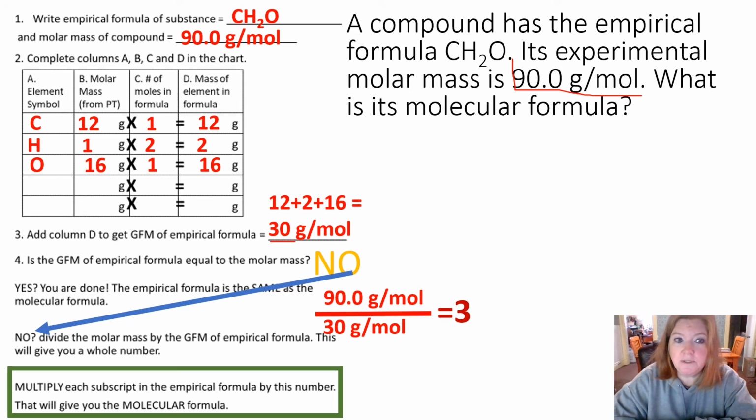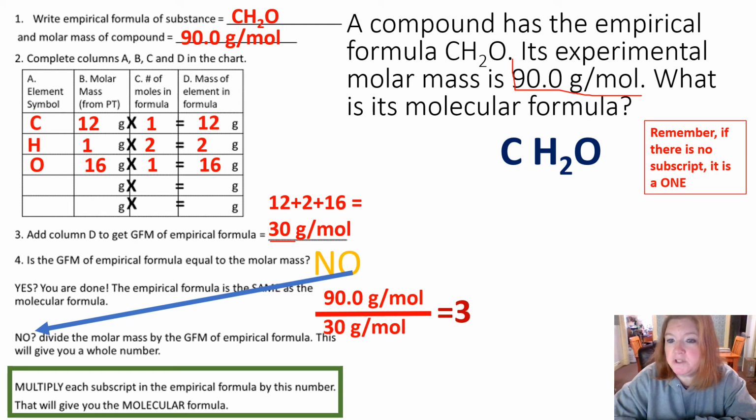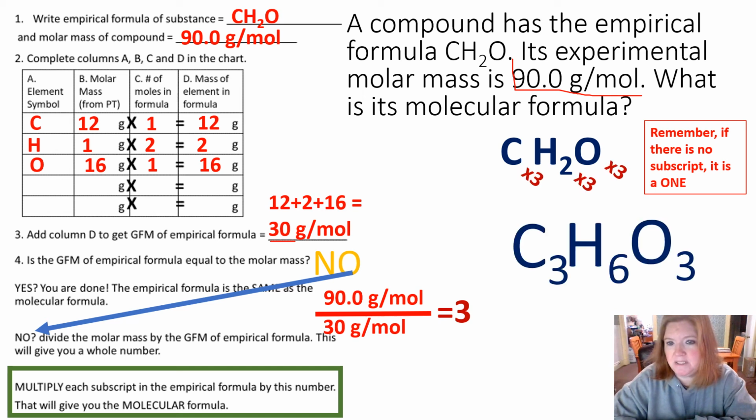So now what I have to do is take my empirical formula and multiply each subscript by 3. But remember, if there's no subscript, it's a 1. So that gives me 3, 6, and 3. And there you go.